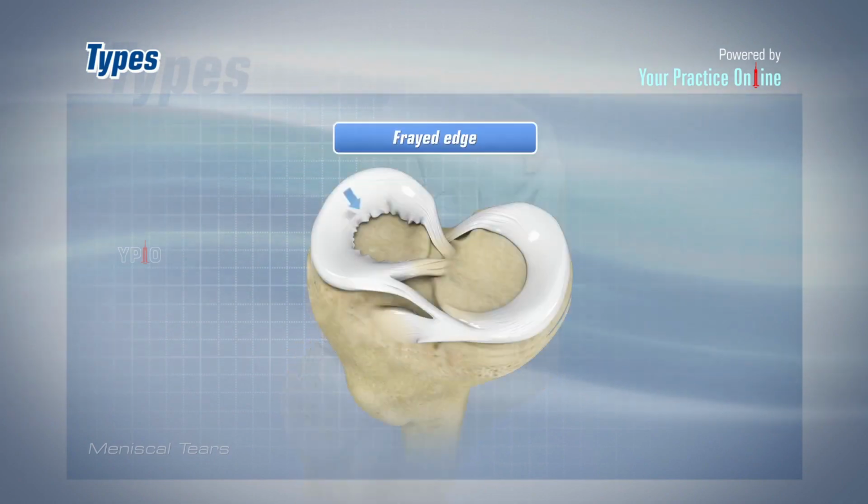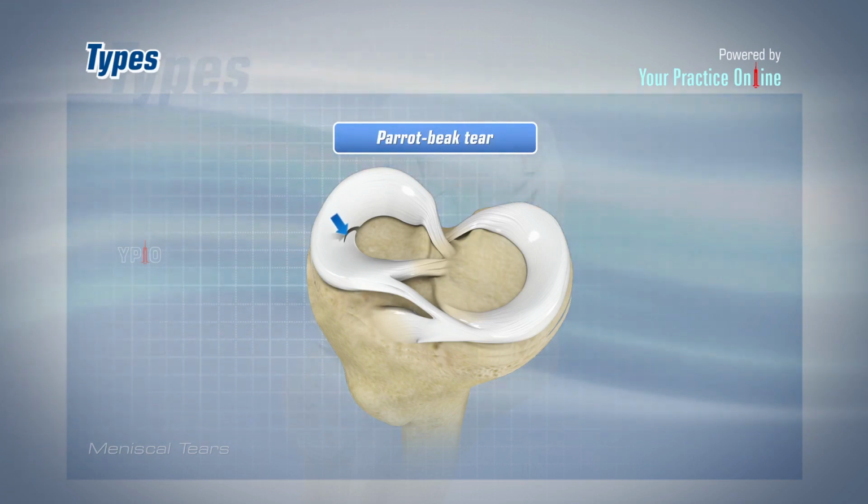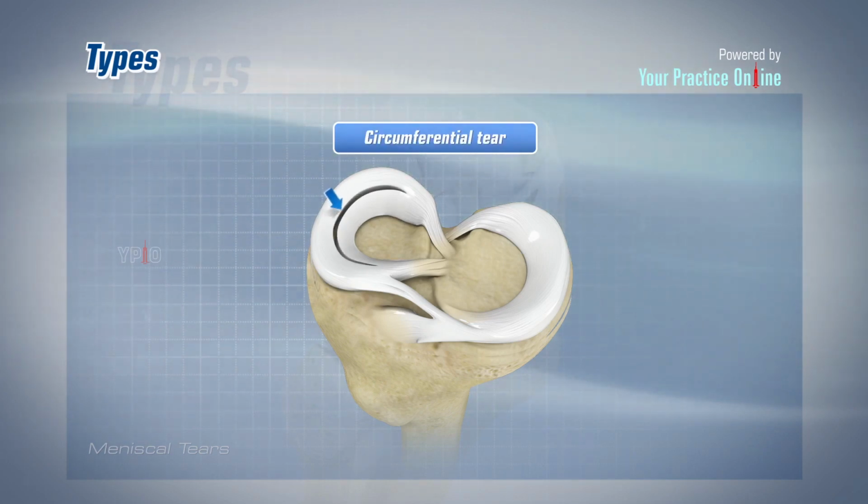These include frayed edge. In this type, the inner rim of the meniscus has a ragged appearance. Radial tear. This type of tear occurs as a sharp split, which starts along the inner edge of the meniscus, extending towards the lateral rim. Parrot beak tear. This is an oblique tear of the inner rim of the meniscus, which appears curved like a parrot's beak. Circumferential tear or longitudinal tear. This is a tear that occurs along the length of the meniscus.